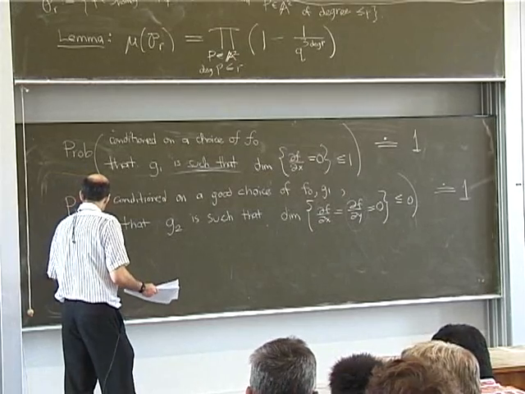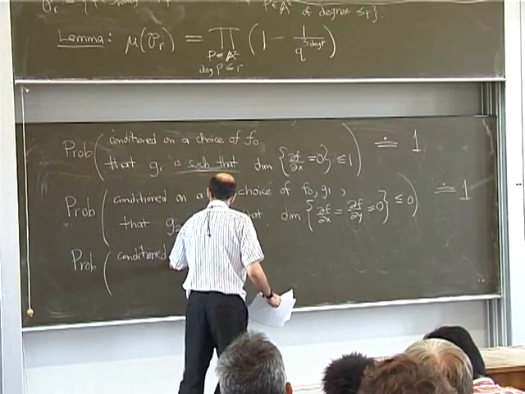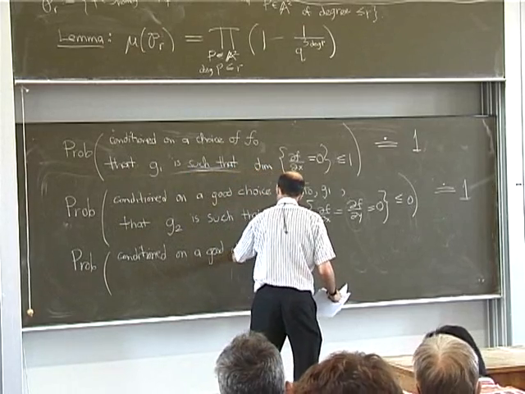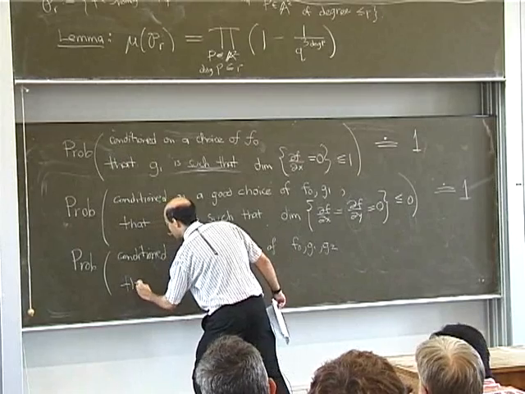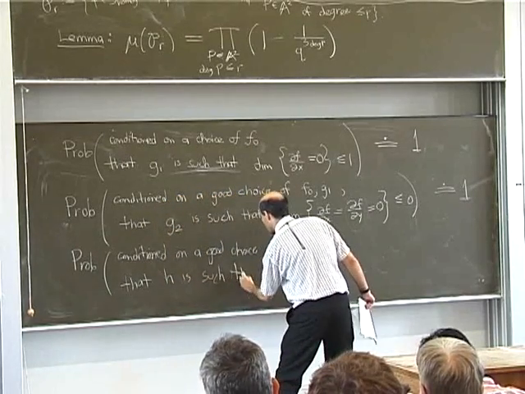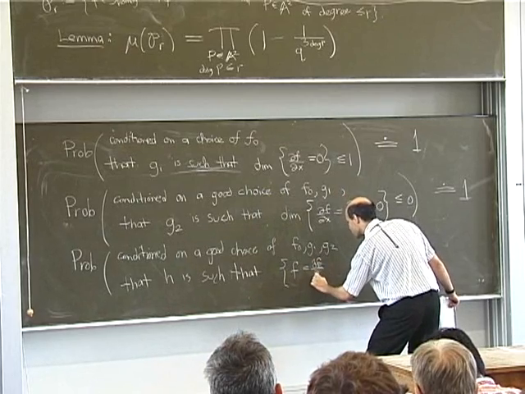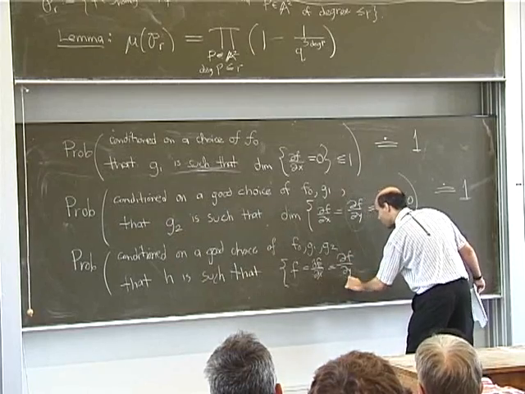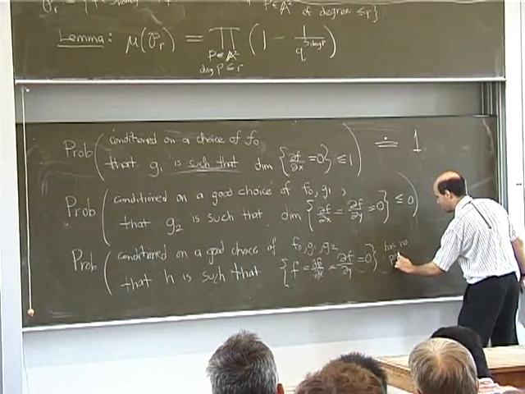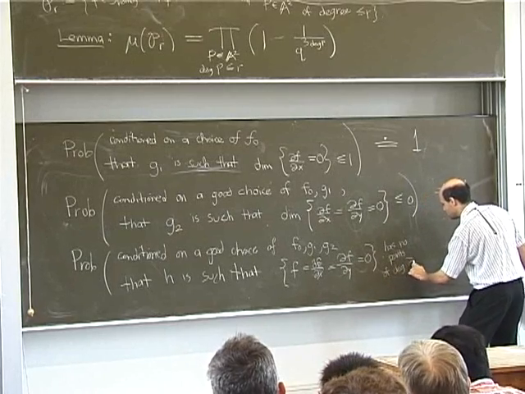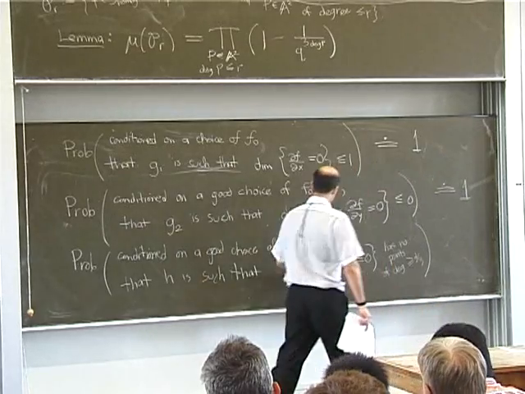And then finally, you add in the last condition, namely, now you say conditioned on a good choice of these first three, of f0, g1, and g2, what's the probability that the h is such that this has no points of high degree, of degree greater than or equal to d over 3? And now you can use the same kind of argument.